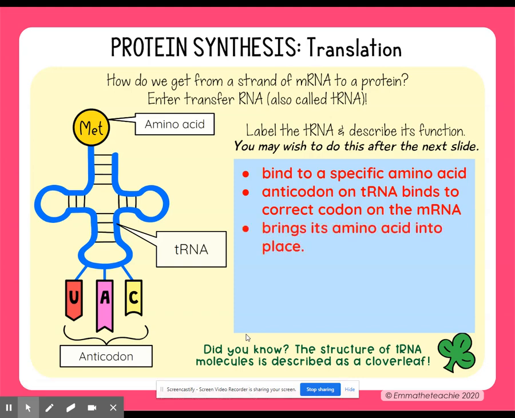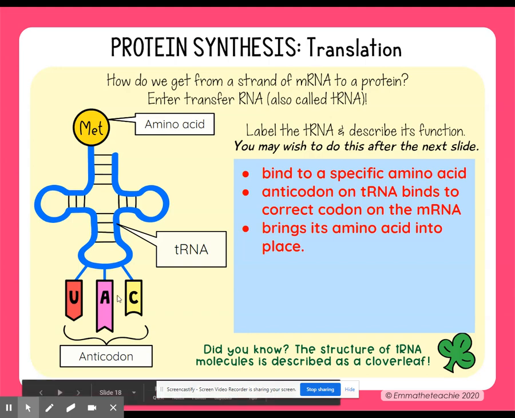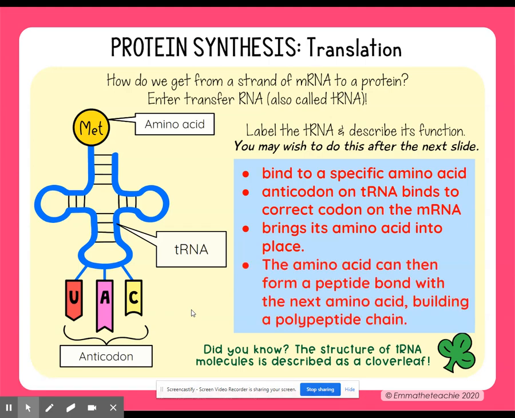And the transfer RNA is going to bring the amino acid to its place on the ribosome, and then it kind of plugs in with this anticodon to match up to the messenger RNA. The amino acid can then form a peptide bond with the next amino acid, and it starts building the polypeptide chain. So that's what goes on with our transfer RNA.